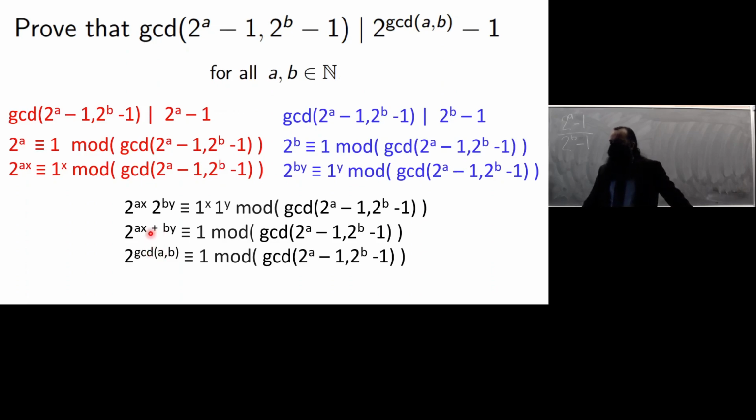But by the GCD characterization theorem, if I can find an x and a y such that ax plus by equals it, then I can write it like this. All right? I think that is okay?